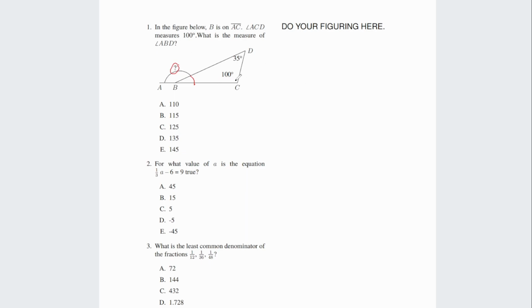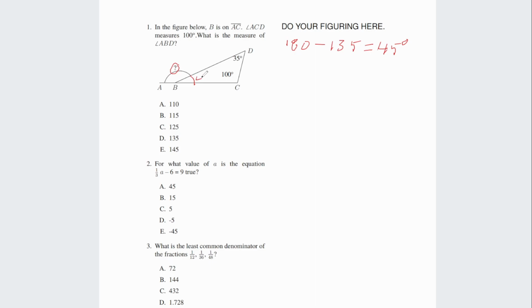So this angle is going to be 180 minus 100 plus 35, which is 135, which is going to be 45 degrees.